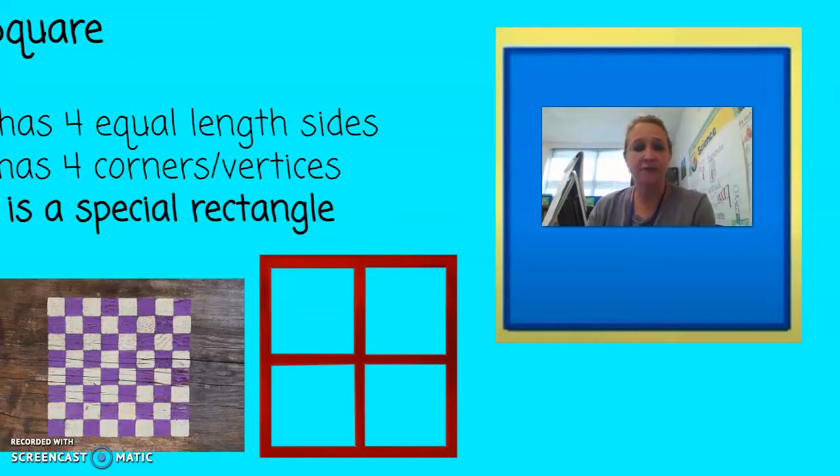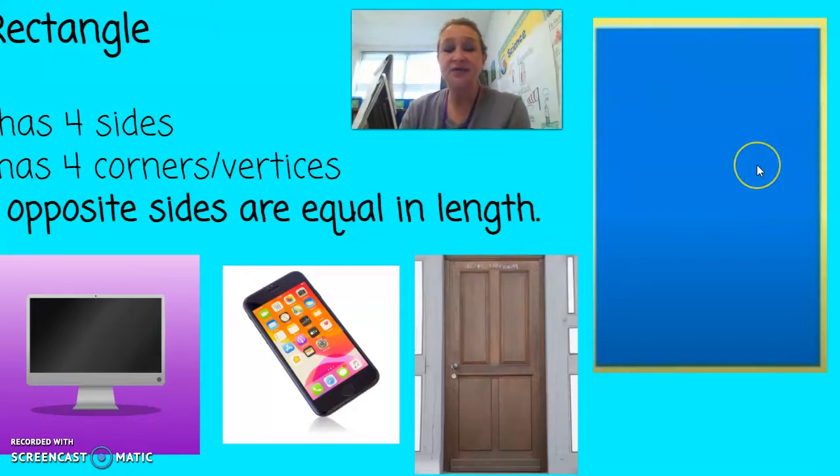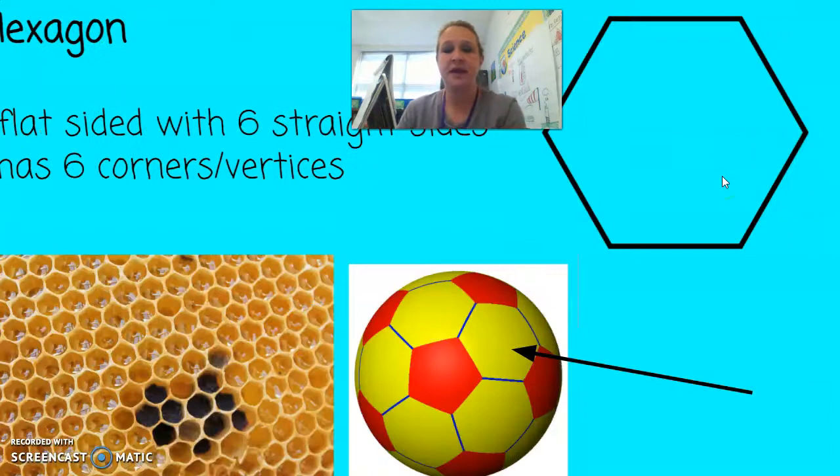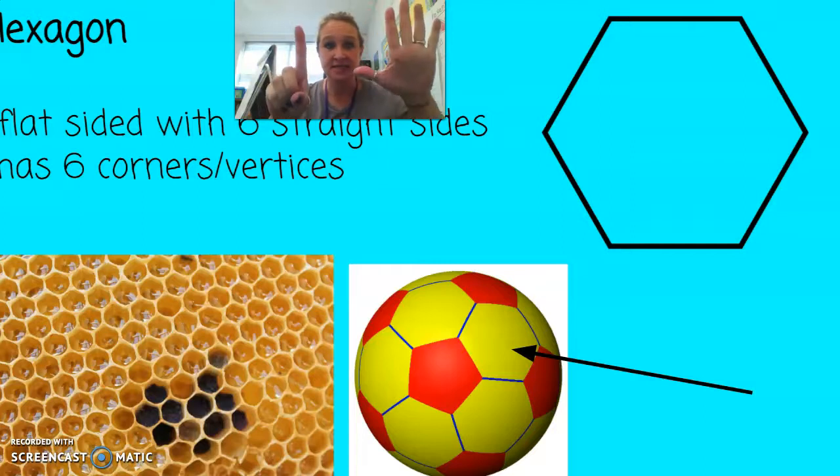Square, say square. A square is called a special what? Special rectangle. Very good. Say rectangle. It has 4 sides. The opposite sides are the same length. Hexagon, say hexagon. How many straight sides does a hexagon have? 6. How many vertices? 6.